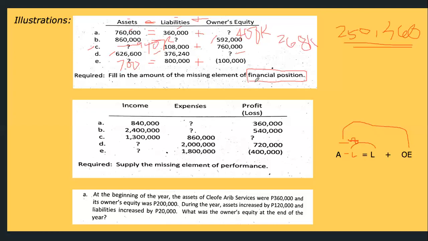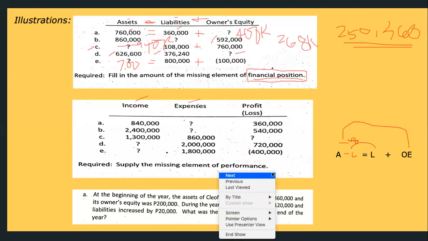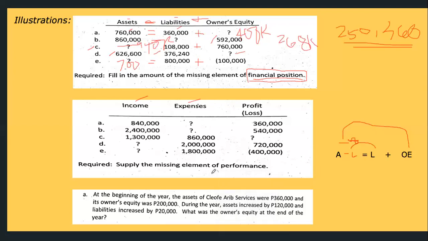Okay, so this is the statement of financial position. This is also the same accounting equation, but the given is the income and expenses accounts. So we need to compute, supply the missing element of performance, or the statement of financial performance. Again, accounts or elements found in the statement of financial performance are income and expenses accounts. They're also called nominal accounts or temporary accounts.